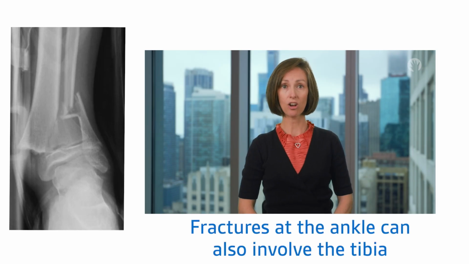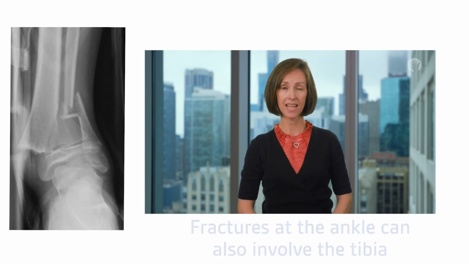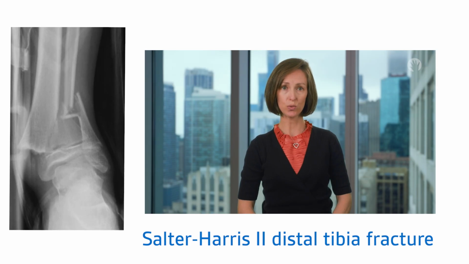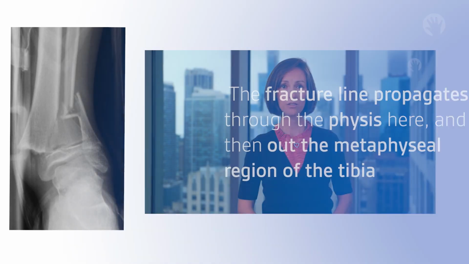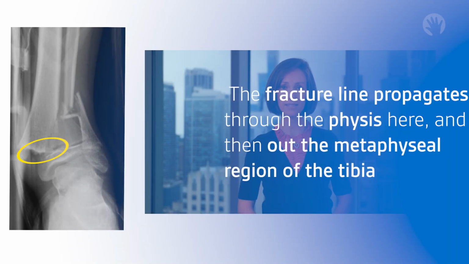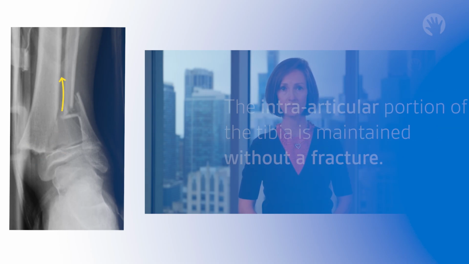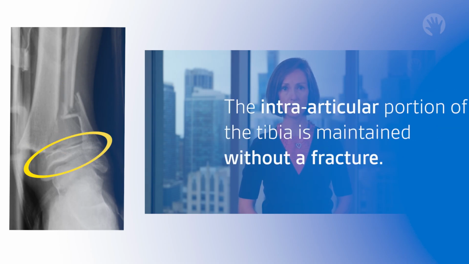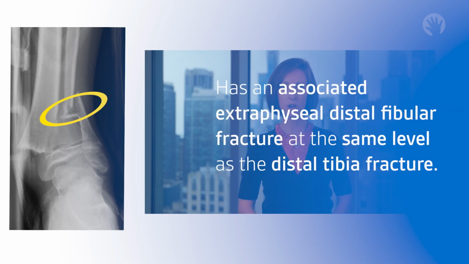Fractures at the ankle can also involve the tibia. This is a Salter-Harris 2 distal tibia fracture. The fracture line propagates through the physis here and then out the metaphyseal region of the tibia. The intra-articular portion of the tibia is maintained without fracture. This injury also has an associated extraphyseal distal fibular fracture at the same level as the distal tibia fracture.